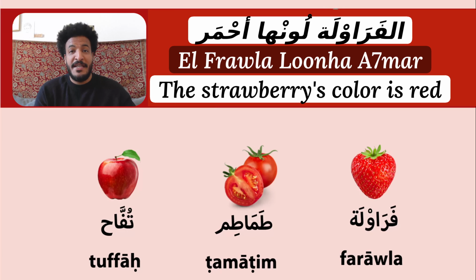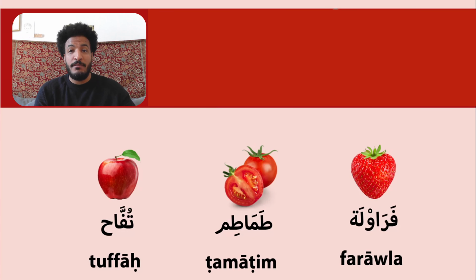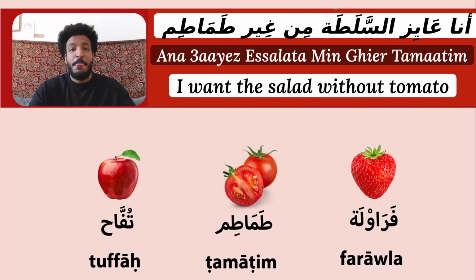The second example we have here is الطماطم. طماطم is tomato. Tomato stays actually similar in so many languages. So tomato is tomato. And let's make an example with this word طماطم. أنا عايز السلطة من غير طماطم.